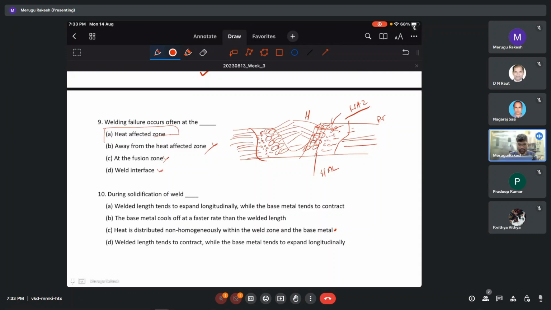So the next question. This is correct, option B. Option A: during solidification of the weld, the weld length tends to expand longitudinally while the base metal tends to contract. Okay, so what happens during this? We'll have tensile stresses and then compressive stresses here. So next, weld length tends to expand longitudinally, and then the base metal tends to contract.